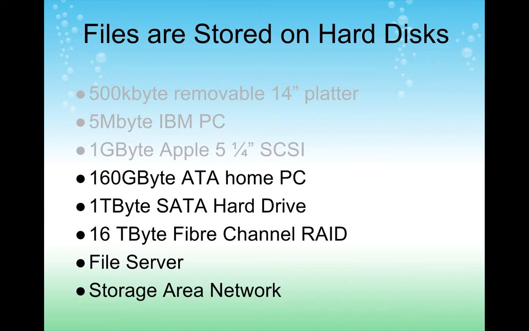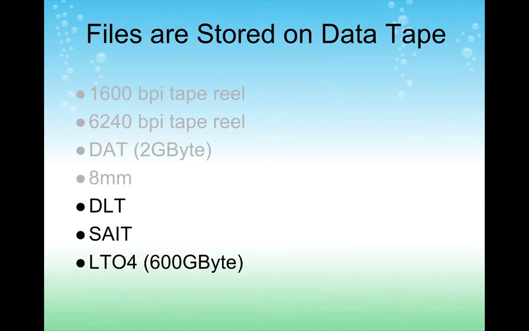SATA drives have gone up recently. I believe there's 8 terabyte. I just saw an advertisement from HGST, Western Digital maybe, that there's a 10 terabyte drive about to be announced, single small hard drive. Fiber channel RAID drives. Their files are stored on RAID drives, RAID subsystems, on file servers, on storage area networks. Files are stored, though, on hard disks. Files are stored on data tape.